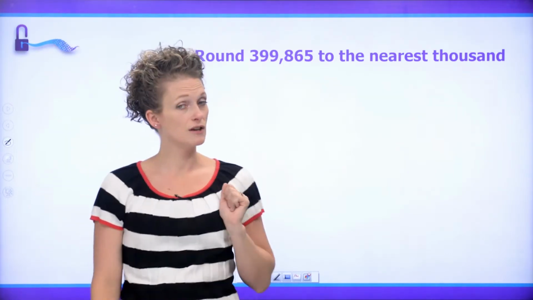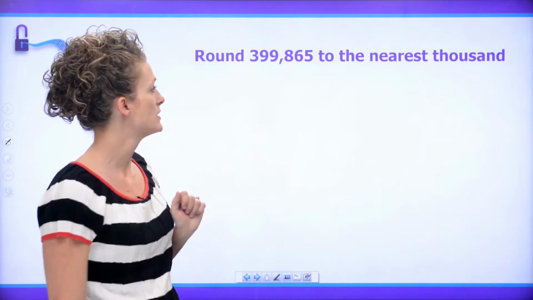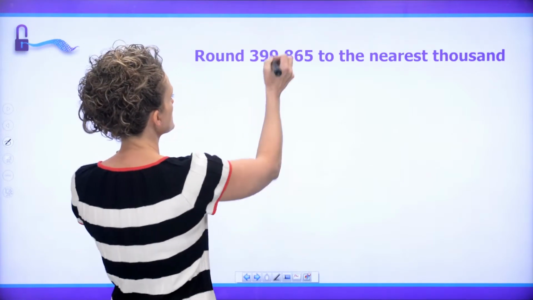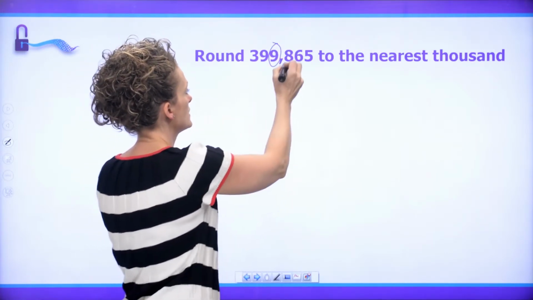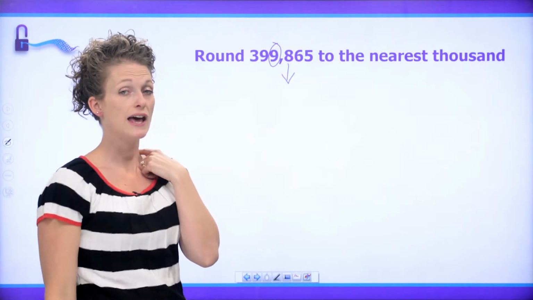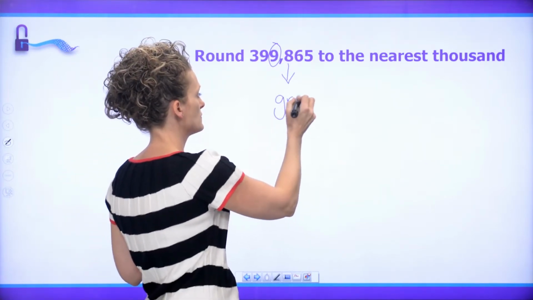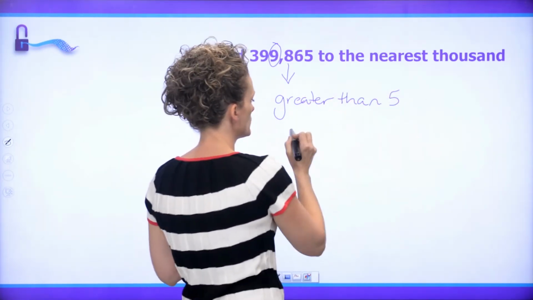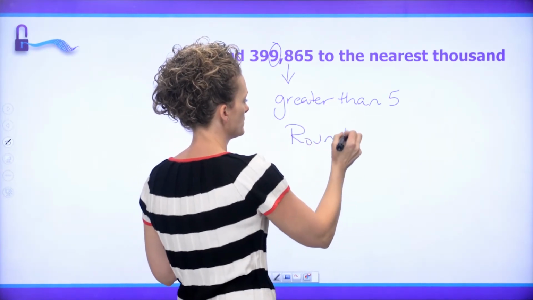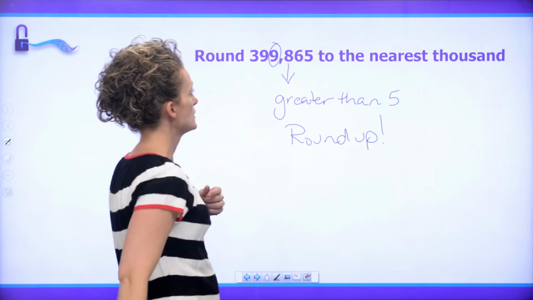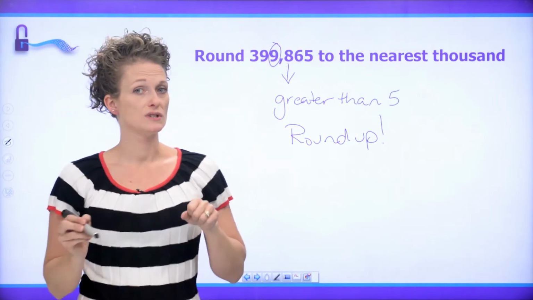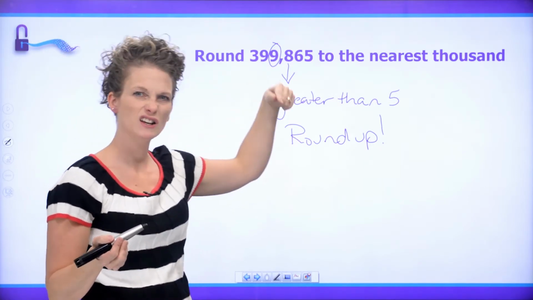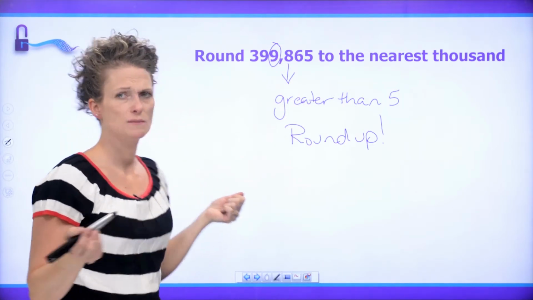Okay, round 399,865 to the nearest 1,000 this time. Well, again, we look for our digit in the thousandths position, and the digit just to the right of it, in this case, happens to be an 8, and 8 is greater than 5. So that means we round up. So the reason why this one's interesting, what happens when you round from a 9 and you round up? That means it becomes 10.